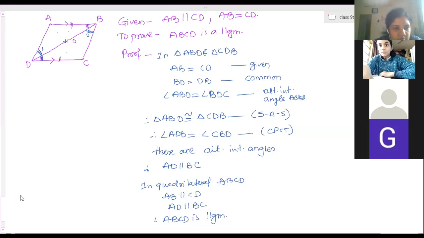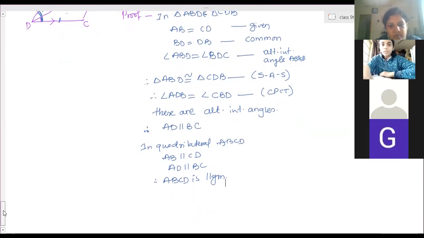Ma'am, I can't see the screen. Not able to see. Others are able to see. Ma'am, even I am not able to see. Okay, now I am able to see. Yes, ma'am.